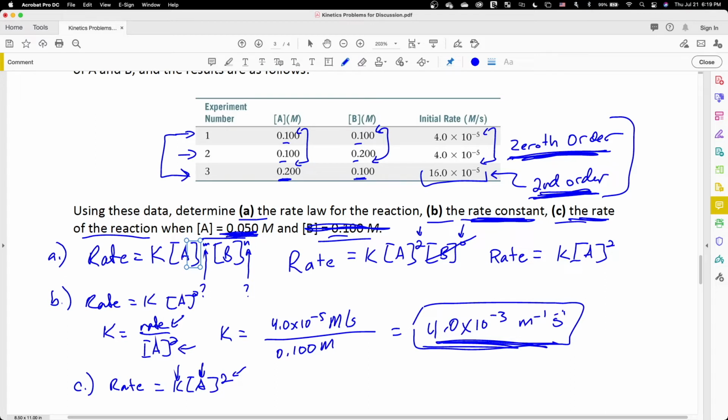And so that means the rate equals 4.0 times 10 to the negative 3 reciprocal seconds, or per molar per second, times 0.050 squared. Oh, molar squared. And that will give you the rate at a concentration of A of 0.05. Let me calculate that real quick.